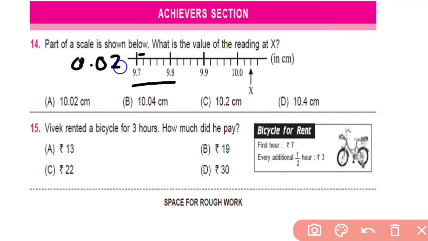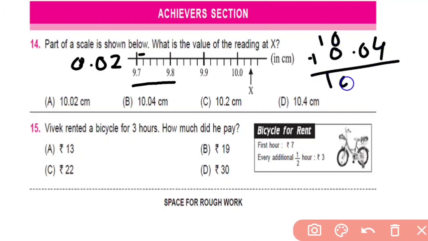So after 10 there are 2 lines. So 0.04 and 10 means 10.04. So answer B is correct.